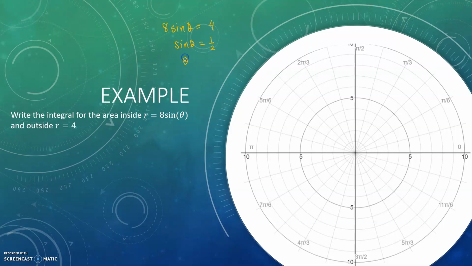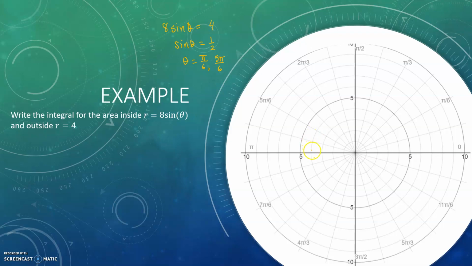And that's going to happen at theta equals pi over 6. And 5 pi over 6 would be another place where they intersect, because then sine would be positive 1/2. And that's it on the unit circle. All right, so now let's make a picture.